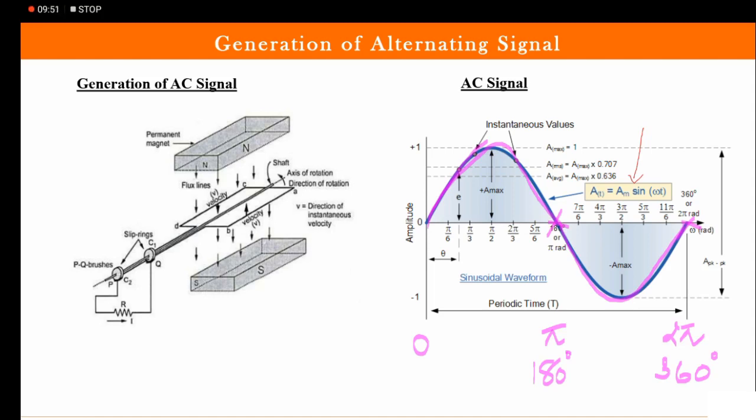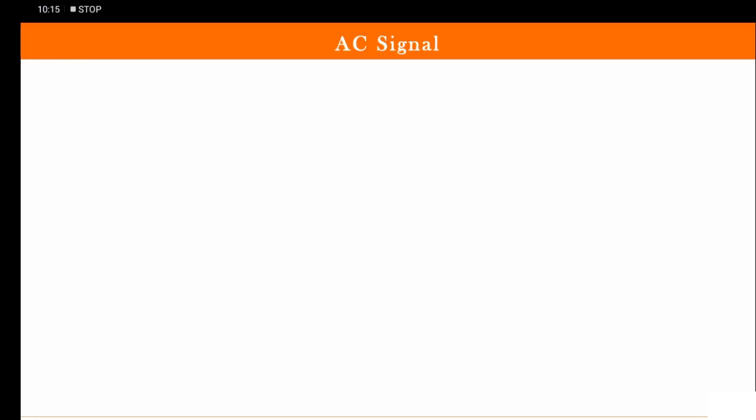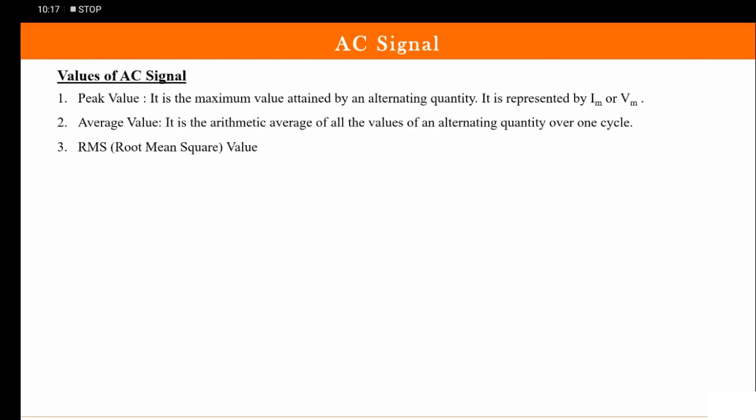Fine. Now you can see at what angle it is attaining the maximum value? It is at pi by 2, positive value. And the negative maximum amplitude, it is attaining at 3 pi by 2. Fine, and various phase angles are shown here. So I hope this is clear to you. Okay. So now let us talk about various parameters, various values of AC signal.